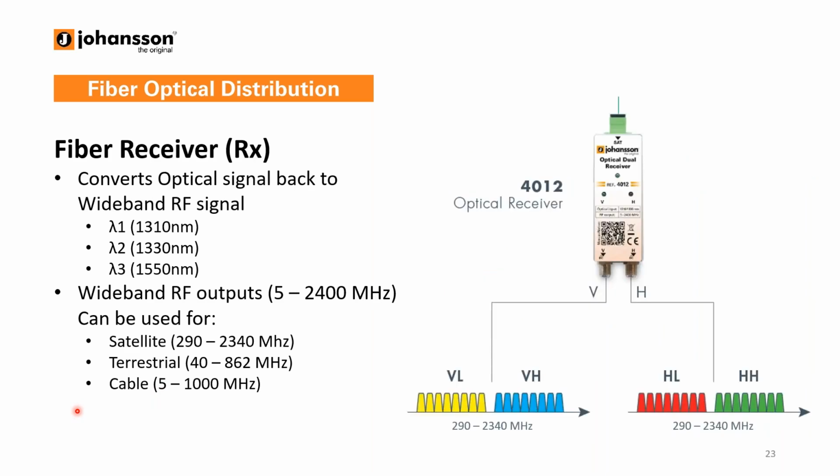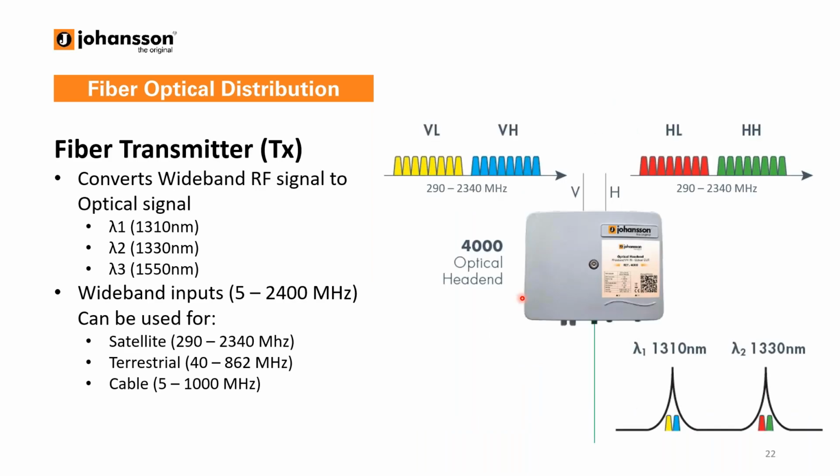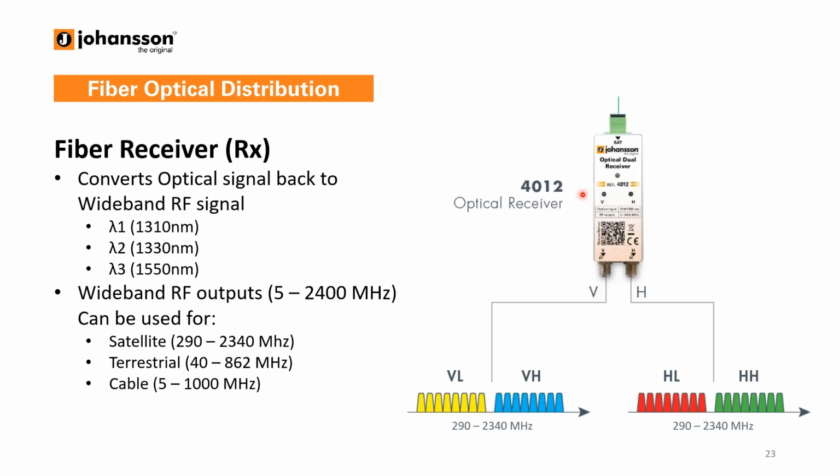On the other side, we have the receiver. Basically, this is the opposite of the transmitter. So here, the input is the optical signal and the output is the RF signal. It means whatever you put in here, it will come out here unchanged. So if you connect a wideband LNB, then this means on these 2 outputs, you will have all the vertical transponders coming out and here all the horizontal transponders. Again, the frequency range is from 5 to 2400 megahertz, same as the transmitter.